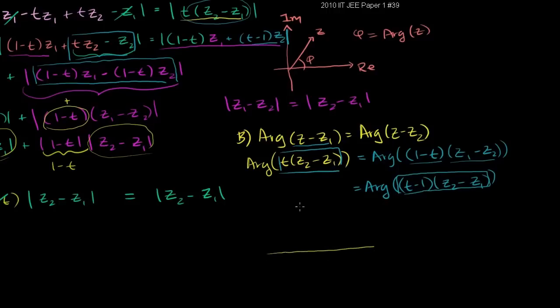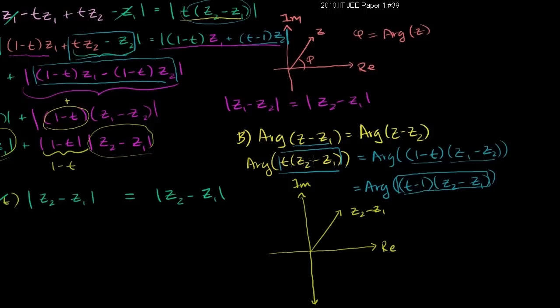Let's draw an Argand diagram here. That's the imaginary axis. This is the real axis. And let's draw the vector z2 minus z1. So let's say that this right here is the vector. Let me draw it like this. This right here is the vector z2 minus z1.